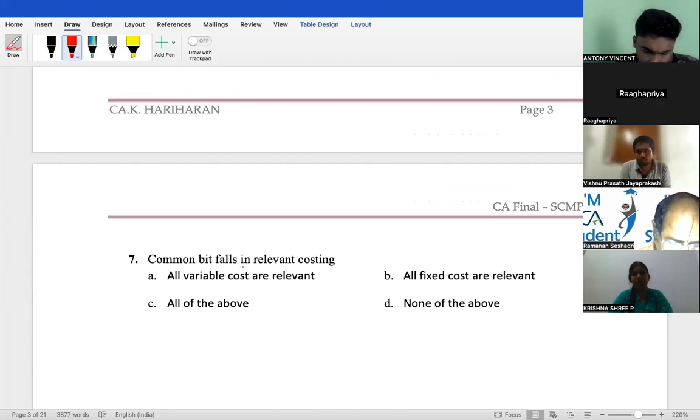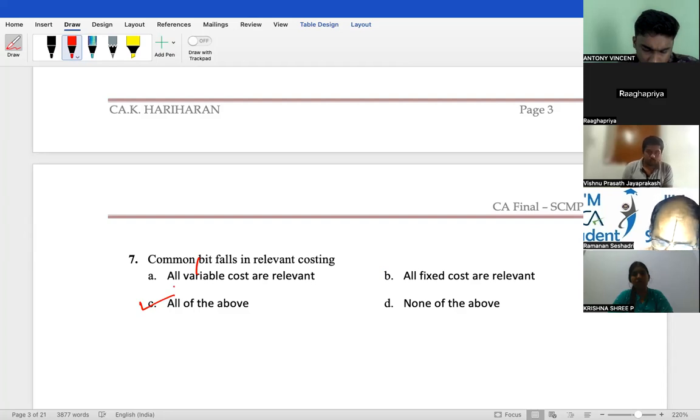Common pitfalls in relevant costing. A. All variable costs are relevant. B. All fixed costs are relevant. C. All of the above. D. None of the above. Pitfalls, okay? Common pitfalls. A. All of the above. All variable costs. All of the above.